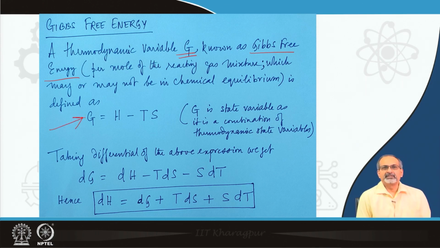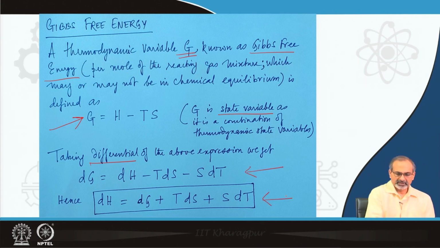How is the function G defined? It is defined as H minus Ts, and since H and Ts individually are thermodynamic state variables, and G is basically a combination of these state variables, therefore G by itself is also a state variable. If we differentiate the above expression, a differential form of that would be expressed like this, and on rearrangement in terms of the differential change of enthalpy, you can write it down in the following form.